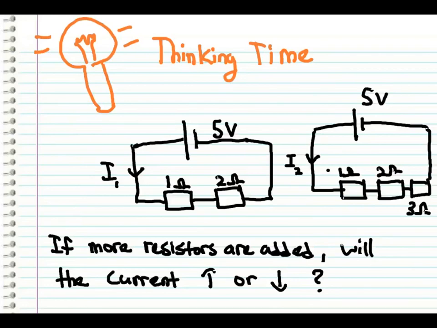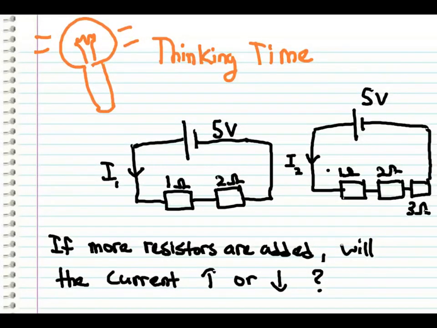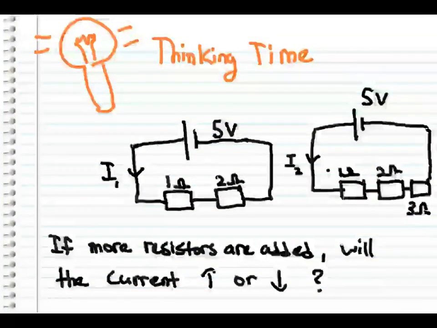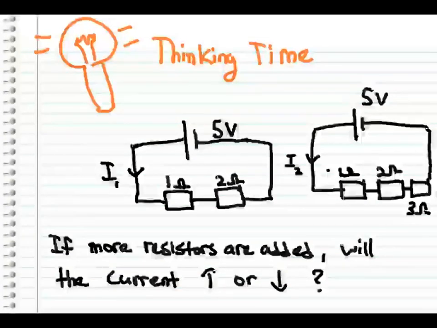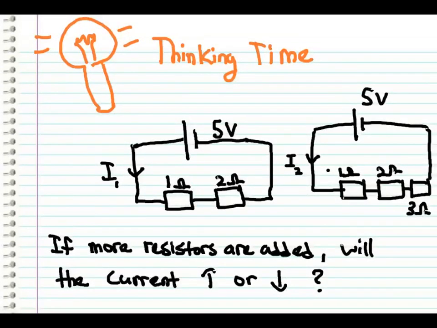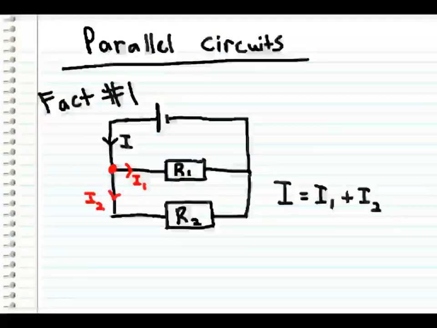Now let's have some thinking time. Consider the following circuit where the EMF of the battery is the same, 5 volts, and the second diagram has one more resistor than the other. So if I were to add more and more resistors to the series circuit, will the current increase or decrease or have the same value? What do you think? Now let us look at parallel circuits.